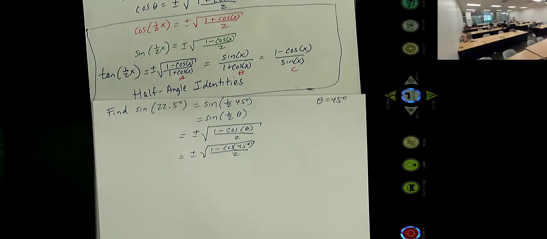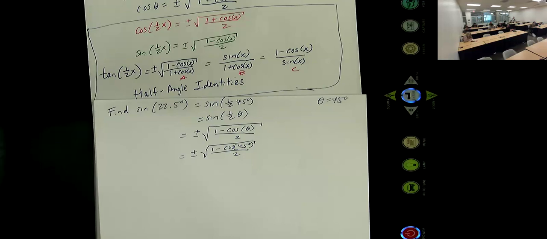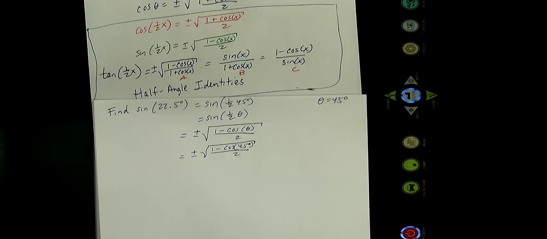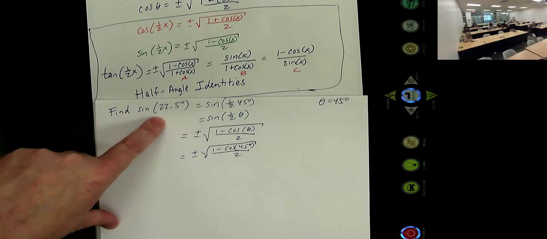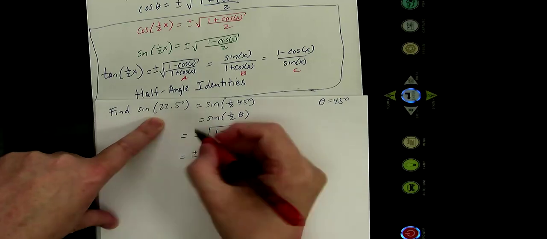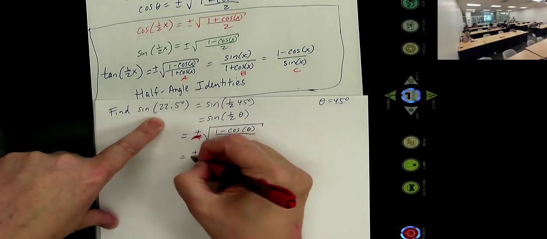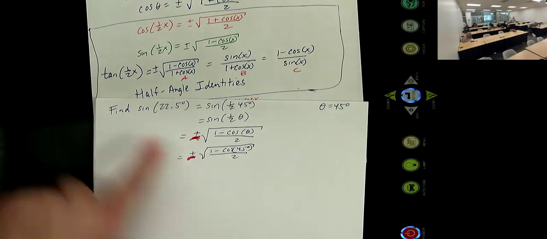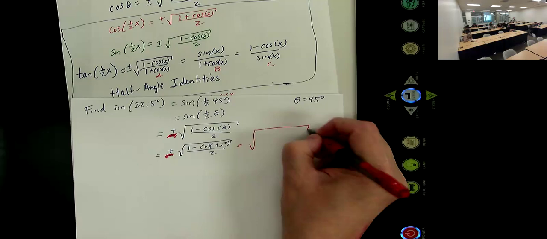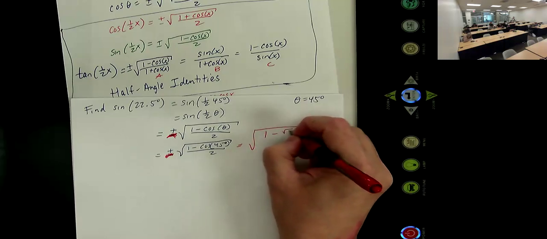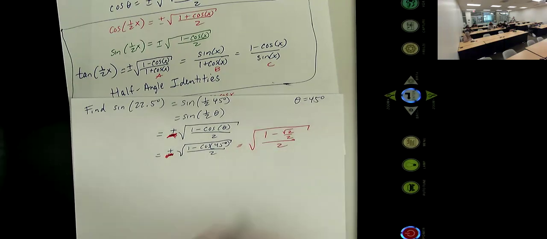But it's not gonna be plus or minus, which sign should it be? Positive. Why? Because 45 degrees or 22.5 degrees, they're both in quadrant 1. Yes, it will be the positive one, so let's scribble out the minus. And this is kind of ugly. This is like the square root of 1 minus square root of 2 over 2, over 2.